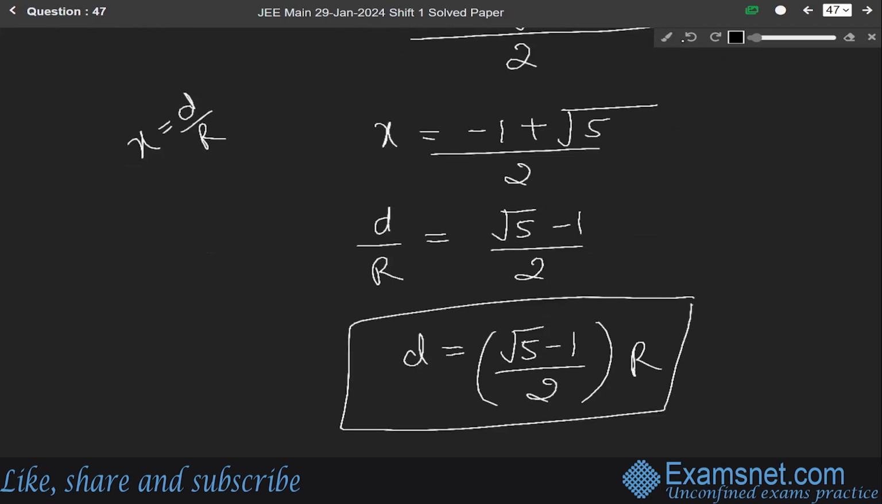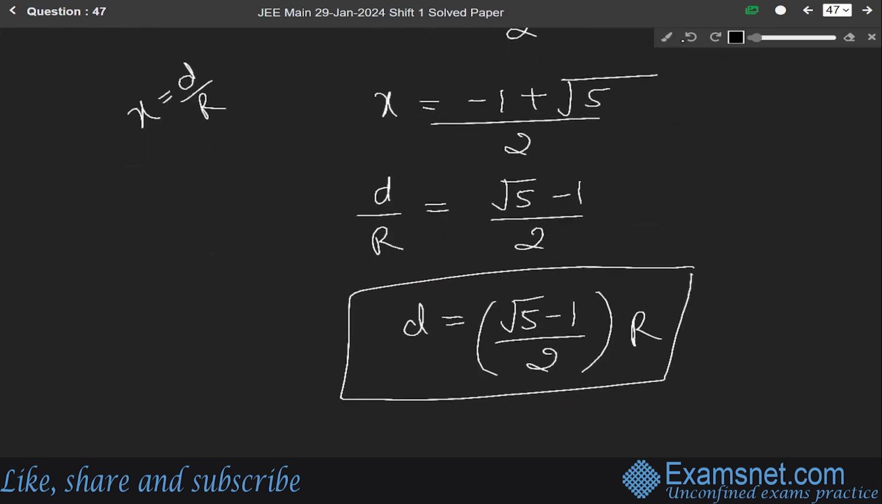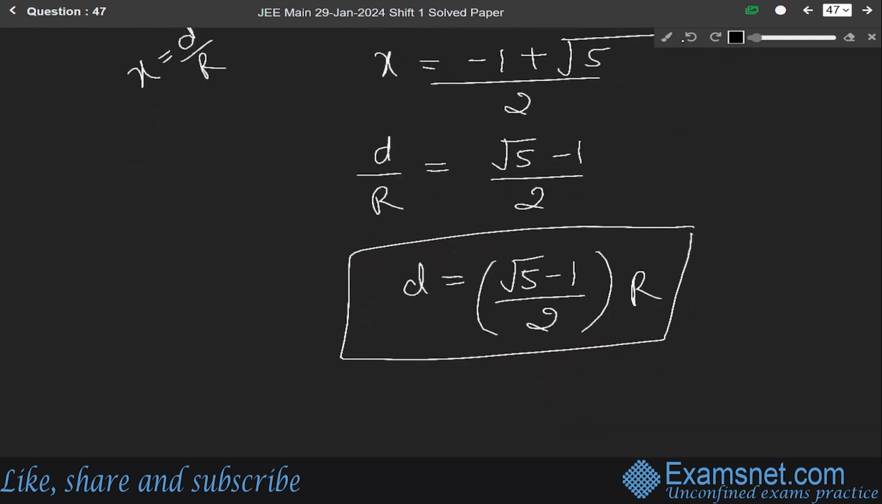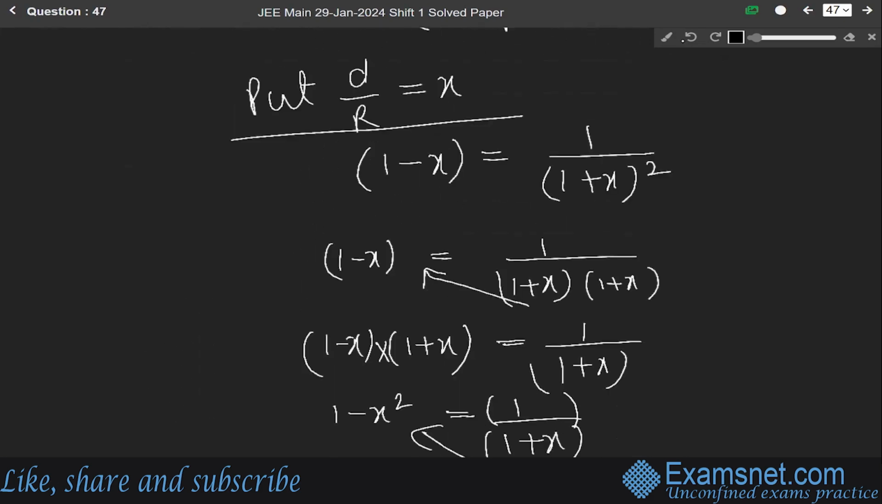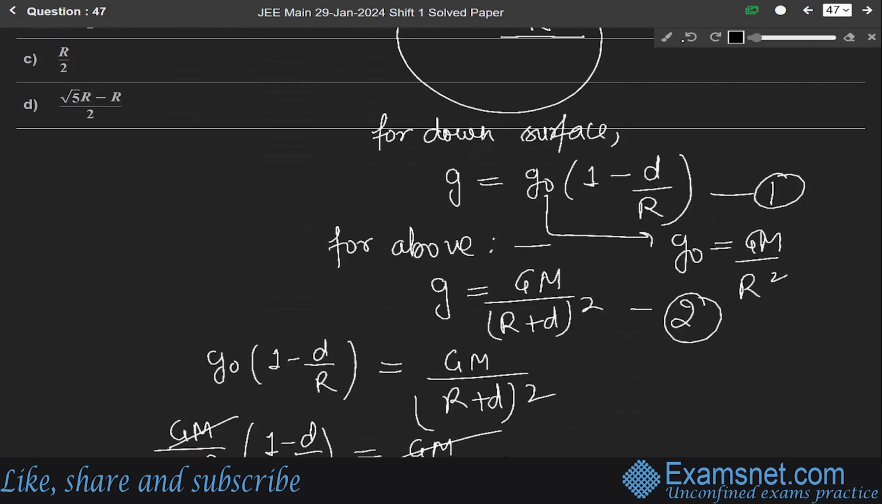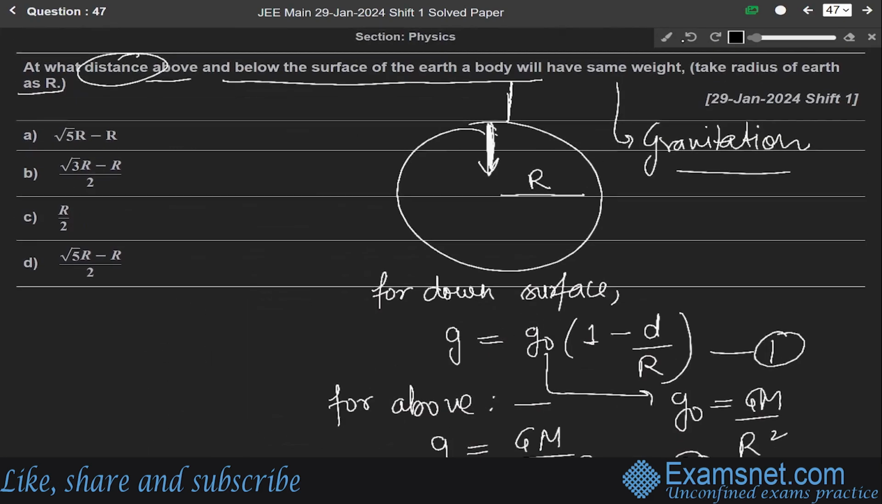So the distance at which the weight of the body is the same above and below the surface of the earth is (root 5 minus 1) over 2 into R. So the correct option is what? Option D, root 5 R minus R over 2.